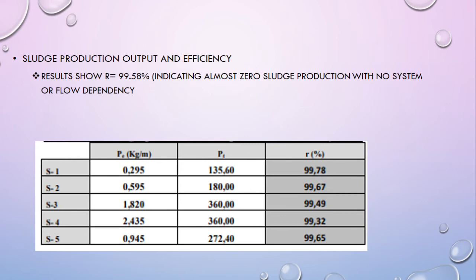The results show R is equal to 99.58% as the average sludge removal efficiency, standard deviation is equal to 0.18, confidence limit is equal to 0.001, and coefficient of variation is equal to 0.72, indicating almost zero sludge production with no system flow dependency.